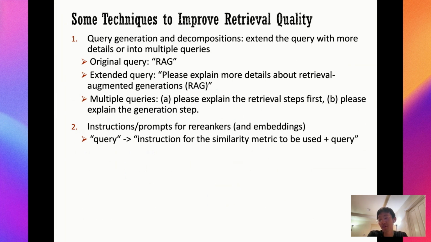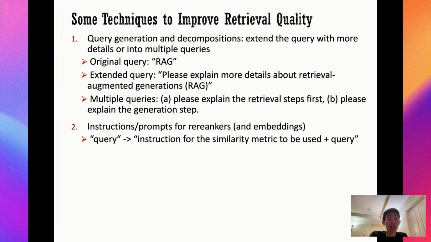Different people have different definitions of similarity. The embedding models and the rerankers don't know what your definition of similarity is. They will just guess the most common sense definition of similarity. But you can always give some instructions in the query on what similarities you care about, right?